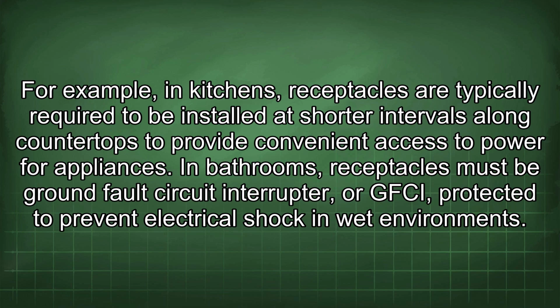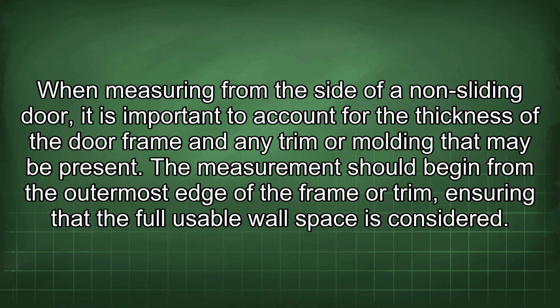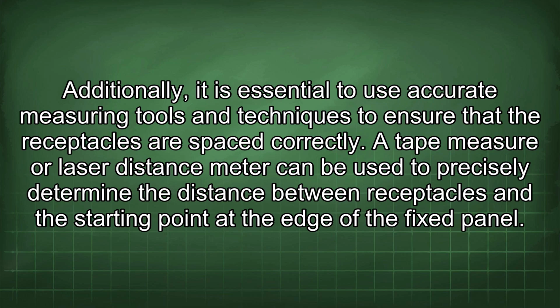in wet environments. When measuring from the side of a non-sliding door, it is important to account for the thickness of the door frame and any trim or molding that may be present. The measurement should begin from the outermost edge of the frame or trim, ensuring that the full usable wall space is considered. Additionally, it is essential to use accurate measuring tools and techniques to ensure that the receptacles are spaced correctly. A tape measure or laser distance meter can be used to precisely determine the distance between receptacles and the starting point at the edge of the fixed panel.